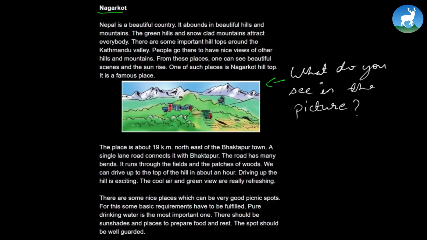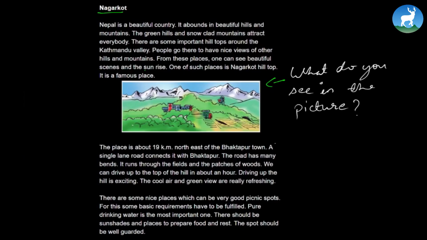Nepal is a beautiful country. It abounds in beautiful hills and mountains. The green hills and snow-clad mountains attract everybody. There are some important hilltops around the Kathmandu Valley. People go there to have nice views of other hills and mountains. From these places, one can see beautiful scenes and the sunrise. One of such places is Nagarkot Hilltop. It is a famous place.